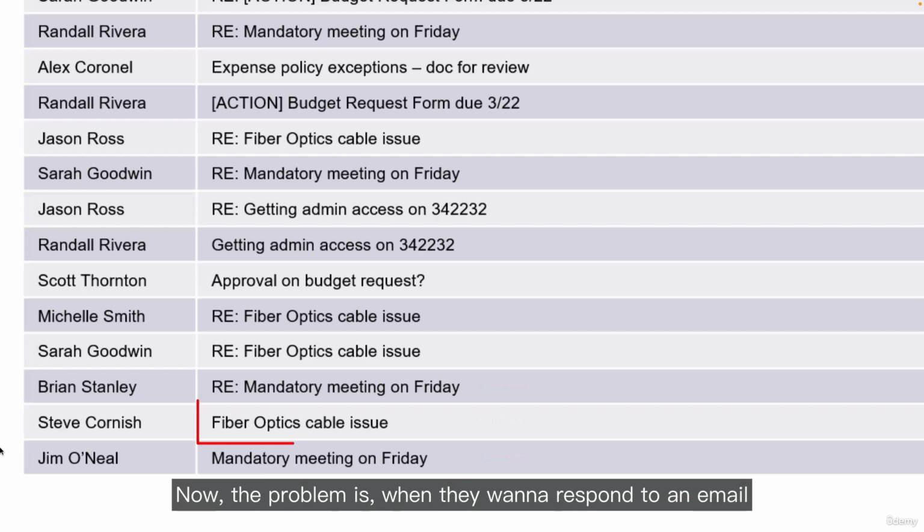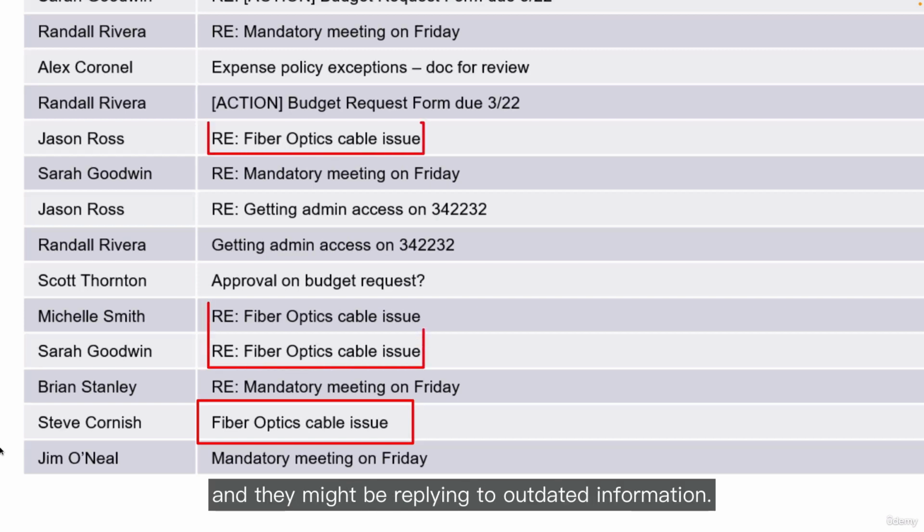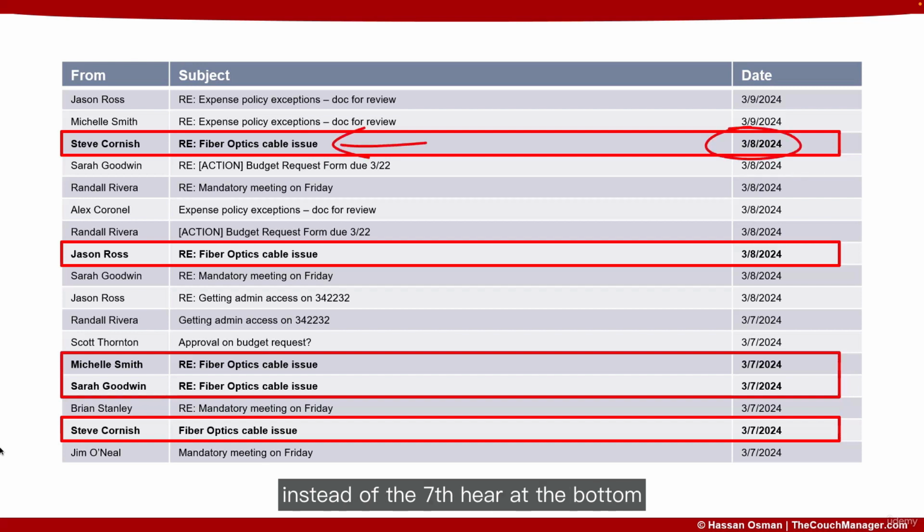Now the problem is when they want to respond to an email such as this one here, fiber optics cable issue, they wouldn't notice that it's also scattered all throughout their inbox, and they might be replying to outdated information. And a quick visual here shows you the same subject that is scattered throughout their inbox. And typically what they need to do is respond back to this latest one here on the 8th of March instead of the 7th here at the bottom, so that they make sure that they are responding back to the latest conversation and decisions that are made.